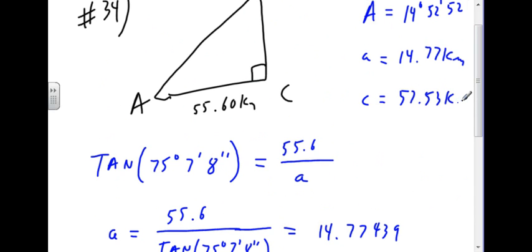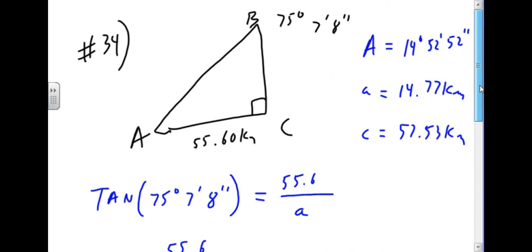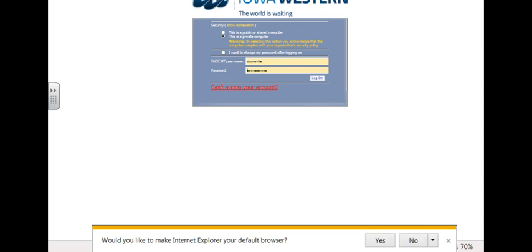57.53 kilometers. We'll do an idiot check. The biggest angle, 90, is opposite the biggest side. The next biggest angle is the next biggest side, and the smallest angle is the smallest side. Idiot check works, and it must be true. Thus, we are done with, what are we doing anyway? 3-3.